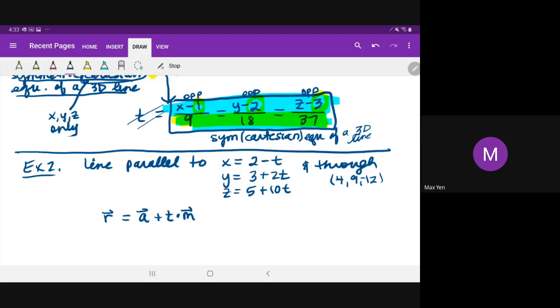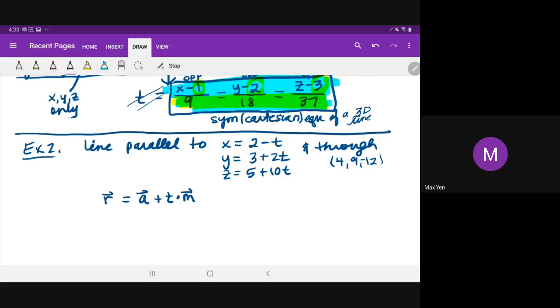Okay, so that's the formula. And then you have to look at the problem and say, okay, well, what do I have? Well, a, I'm going to write that over here. So a is OP, we'll call this P. So this is OP. And what is OP? It goes from the origin to that point. So then it's just 4, 9, negative 12.